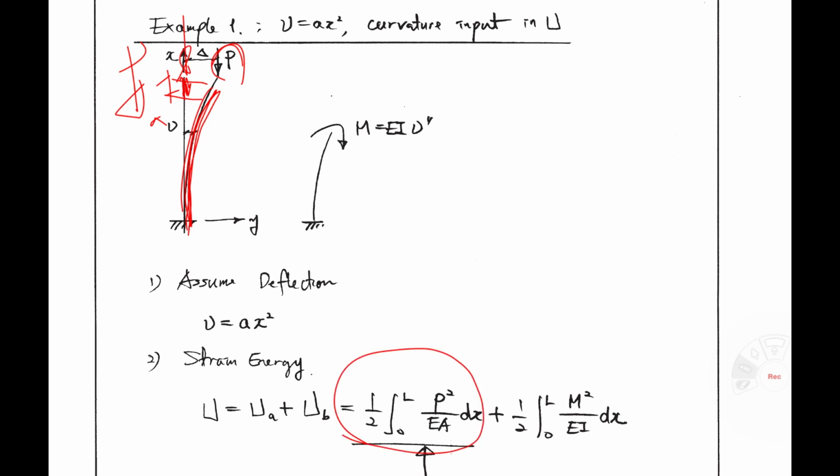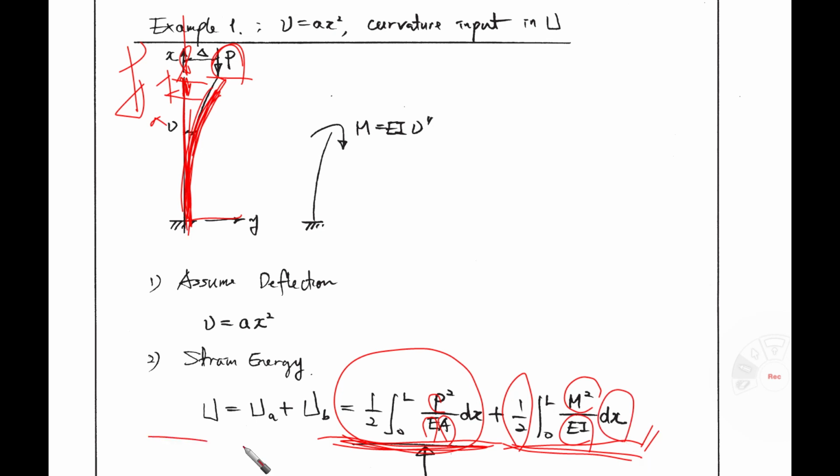In your undergraduate study, you have learned this equation, right? The strain energy equation: P is the axial force, E is the elastic modulus, A is the area of this column. And then you integrate from 0 to L, dx, 1 over 2. That is the strain energy due to axial force. This one is when it buckles, it has deformation like that. This column has bending strain energy. It can be written like this. You have learned it in the undergraduate course: 1 over 2 integral 0 to L of M squared over EI dx. Yeah, that is the strain energy equation.